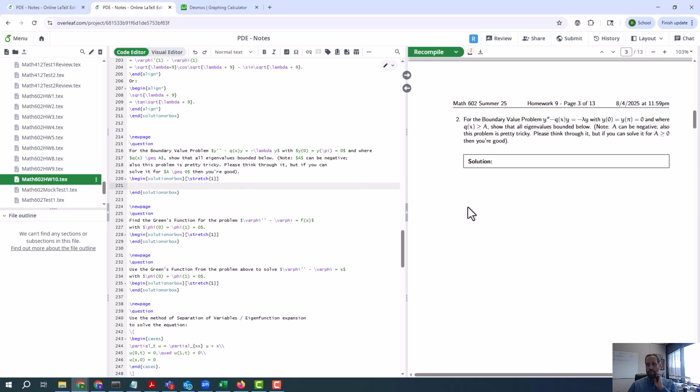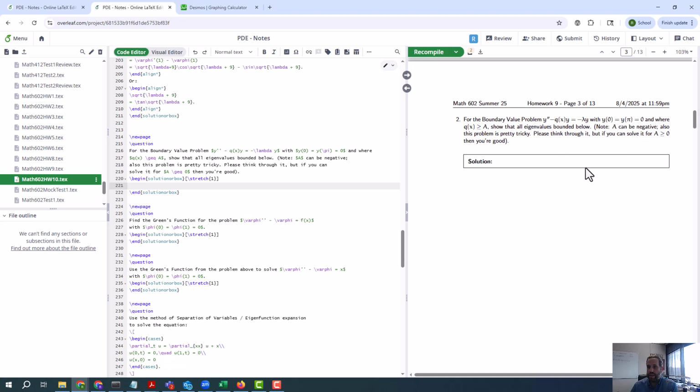Okay, so let's do this problem. We have the boundary value problem y'' - q(x)y = -λy with Dirichlet conditions, where q(x) ≥ a. Show that all eigenvalues are bounded below. So a could be minus a million; note that a can be negative.